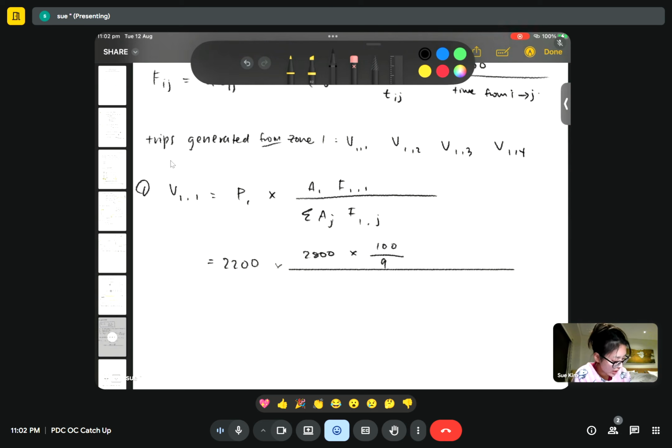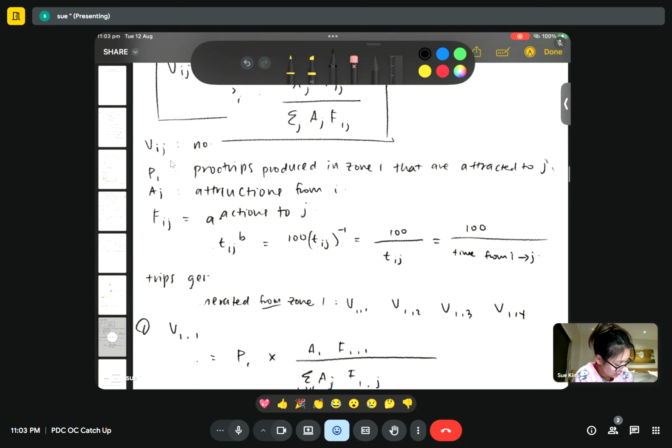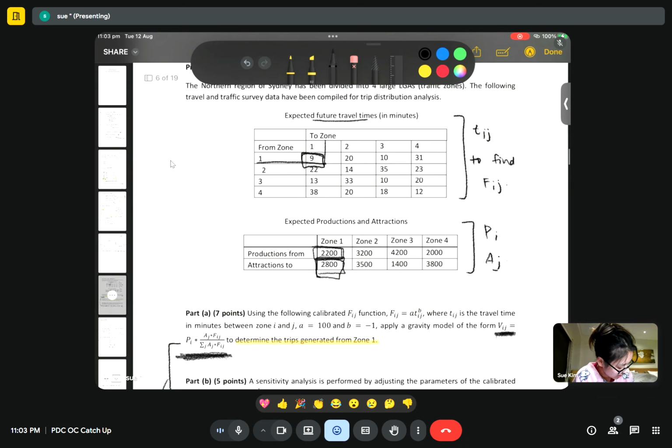And now I have to find the sum of all of the attraction spots. Basically, firstly, A1 is the same as the numerator, right? Because we just used A1 and F11. And then to find A2, that's going to be attractions to zone 2, and I'm going to just move along this row.